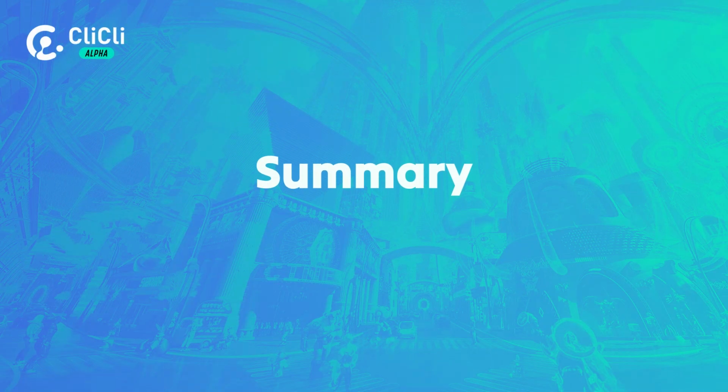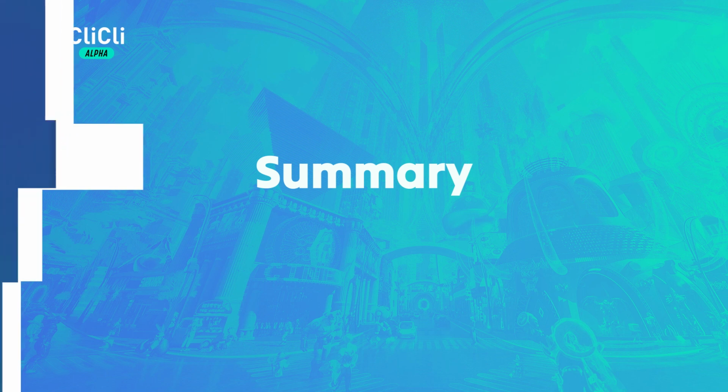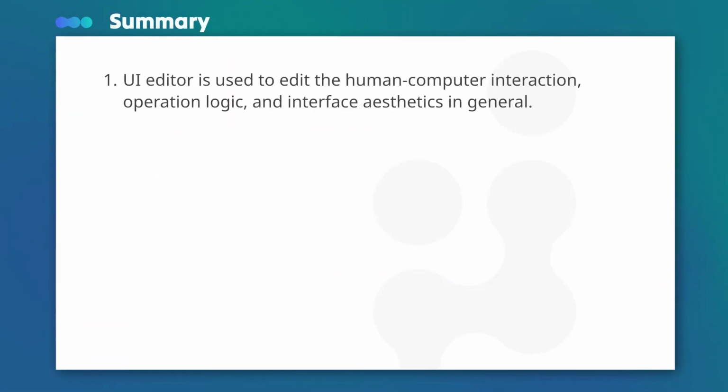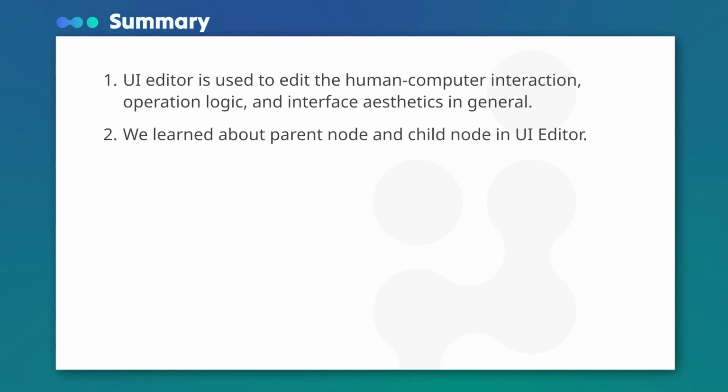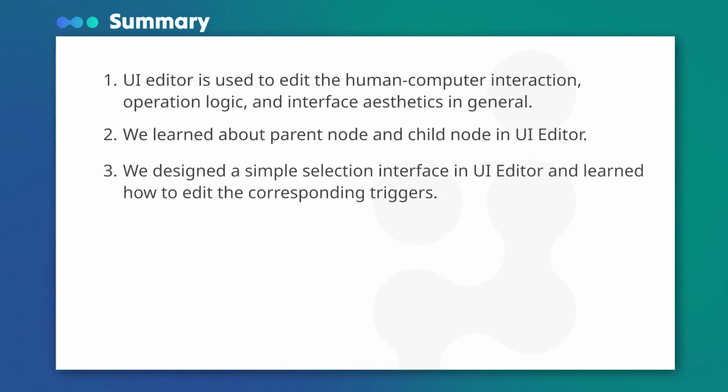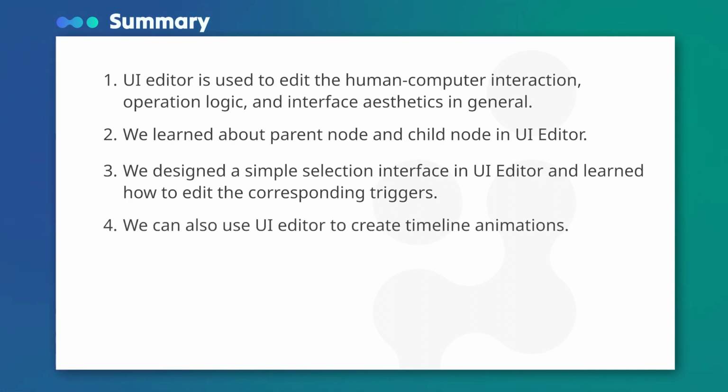Now, it's time to review what we learned today. 1. UI Editor is used to edit the software's human-computer interaction, operation logic, and interface aesthetics in general. 2. We learned about parent node and child node in UI Editor. 3. We designed a simple selection interface in UI Editor and learned how to edit the corresponding triggers. 4. The UI Editor is very easy to use and powerful. We can also use it to create timeline animations.